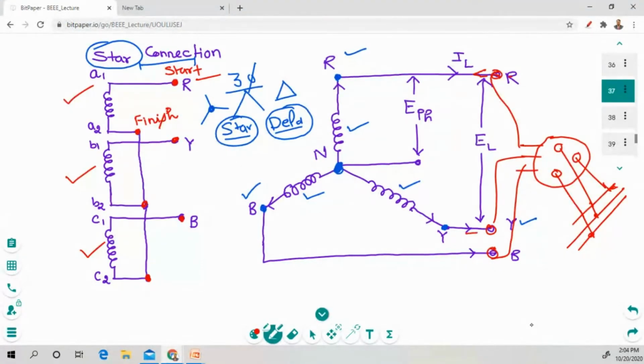This current flowing right here is IR, a line current. And this IB current flowing right here is also called a line current. We can represent it as IB, and we can represent the other as IR. So all these currents are line currents.